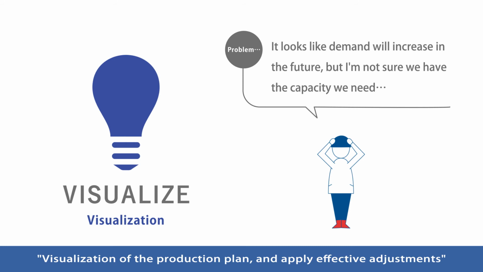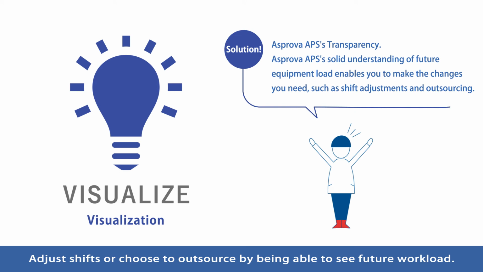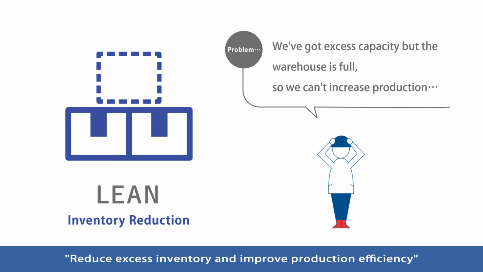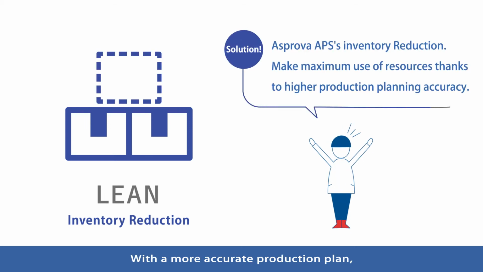Visualization of the production plan and apply effective adjustments. Adjust shifts or choose to outsource by being able to see future workload. Reduce excess inventory and improve production efficiency. With a more accurate production plan, excesses can be reduced and resources utilized more efficiently.